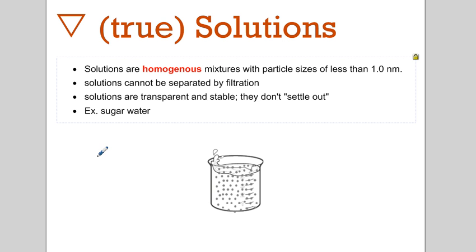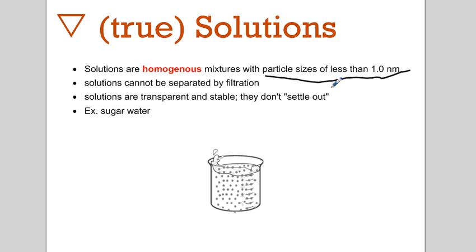First, we already know about true solutions. We use the word true because when we say solutions, we mean lots of things. So a true solution is a homogeneous mixture in which the particle sizes can't be separated by filtration. They're transparent. The solution is transparent, completely stable. Nothing settles out. When you make your ideal Kool-Aid, the red doesn't fall out of the solution. So we have a homogeneous mixture. And for definition purposes, particle size is less than 1 nanometer in diameter.